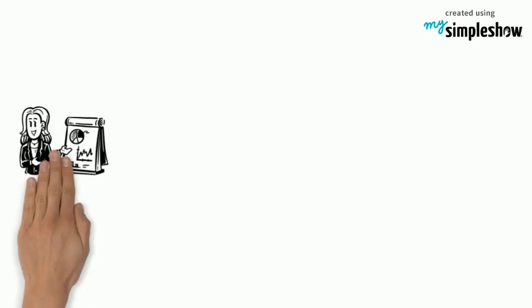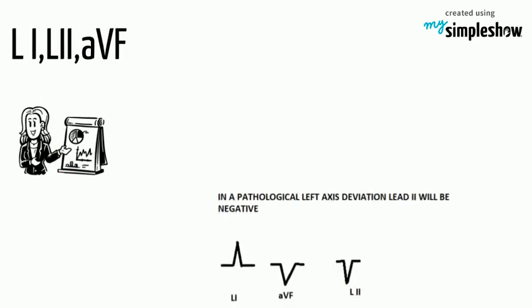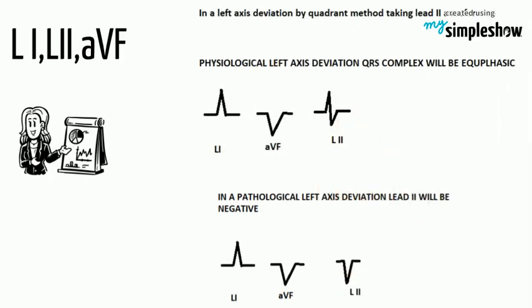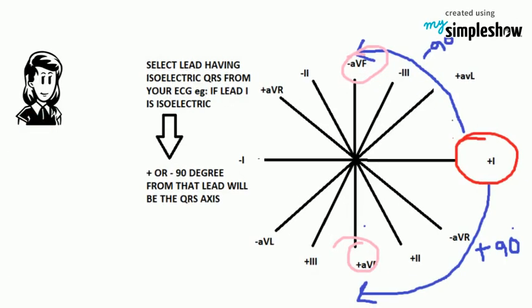In 3-lead analysis, lead 1, lead 2 and aVF are taken as reference. Addition of lead 2 can help distinguish pathological left axis deviation from physiological left axis. In the isoelectric lead method, we find the isoelectric lead, and the QRS axis will be plus or minus 90 degrees from that lead.